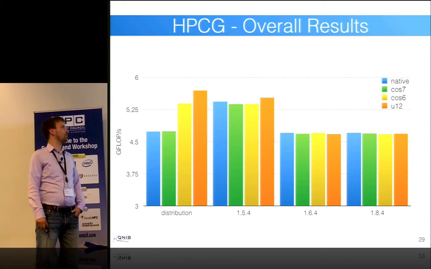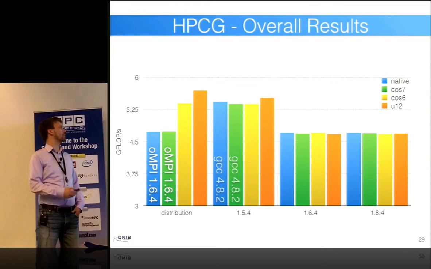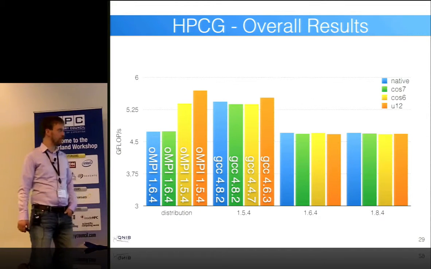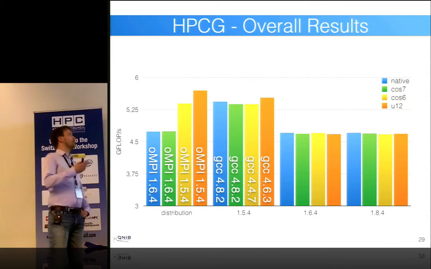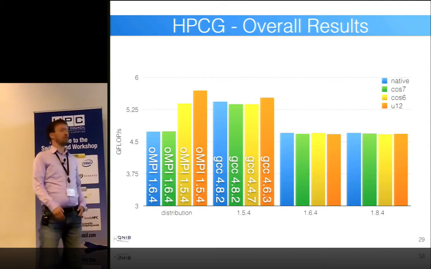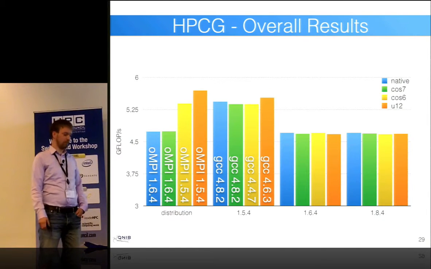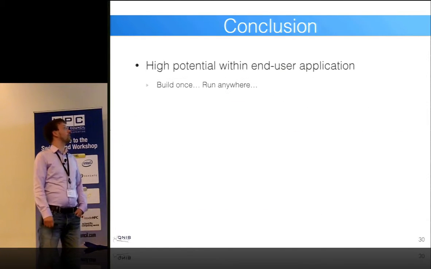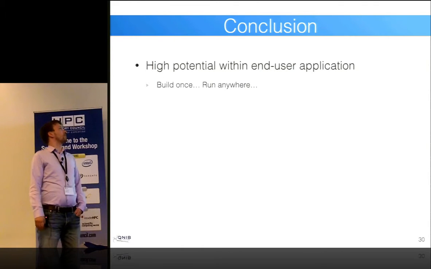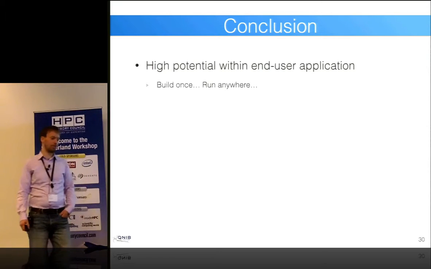And here is the overview over all the tested OpenMPI versions, once again with the different versions of OpenMPI and GCC. Ubuntu 12 was the fastest on the distribution side. And even when I compiled 1.5.4 myself, the Ubuntu 12 installation was still faster than the native installation. So that was a nice outcome. This has, in my opinion, high potential within end user applications.